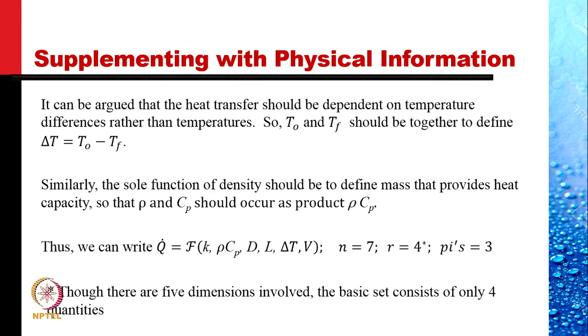Thus, we can express Q dot as a function only of 6 independent parameters: K, rho Cp together, D, L, delta T and V. We can determine when we do this, the basic set will consist only of 4 quantities and not of 5, and so that number of pi's will be 7 minus 4, 3. So there is a reduction of 1 pi that we have been able to achieve by bringing in this physical information.